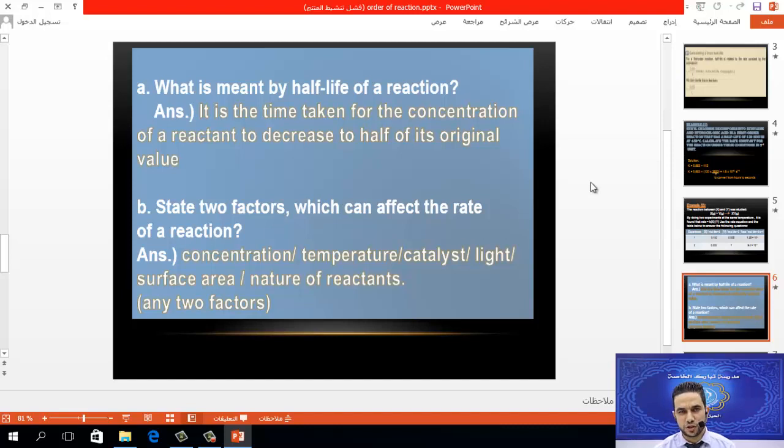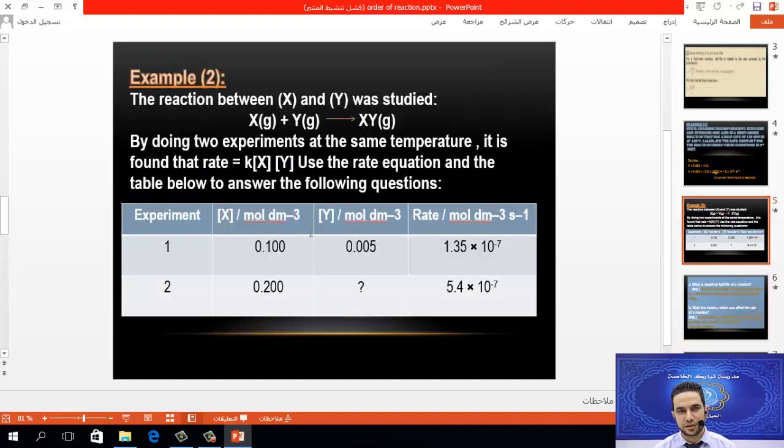let's go back again to the question. In letter C, we want to calculate the concentration of Y in experiment 2. Think with me. Look at the rate equation. Rate equals K times the concentration of X and the concentration of Y. So if we want to calculate Y, we must have the values of rate, K, and the concentration of X.